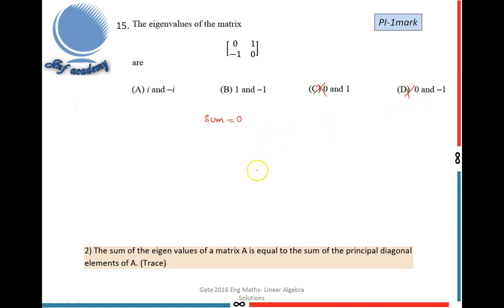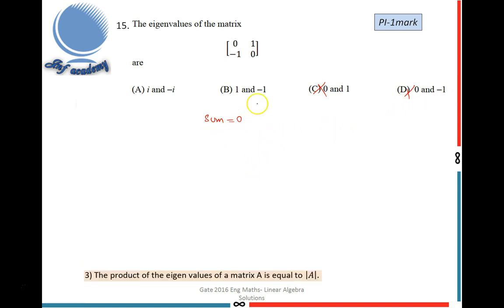Again I use another property: the product of the eigenvalues equals the determinant of A. The determinant is 0 minus of minus 1, which is 1. In one option, 1 into minus 1 gives minus 1. In the other, i into minus i is minus i square, and minus i square means plus 1. So option A only satisfies both conditions: the sum of the eigenvalues equals the sum of the principal diagonal elements, and the product equals the determinant of A. So option A is the correct answer.